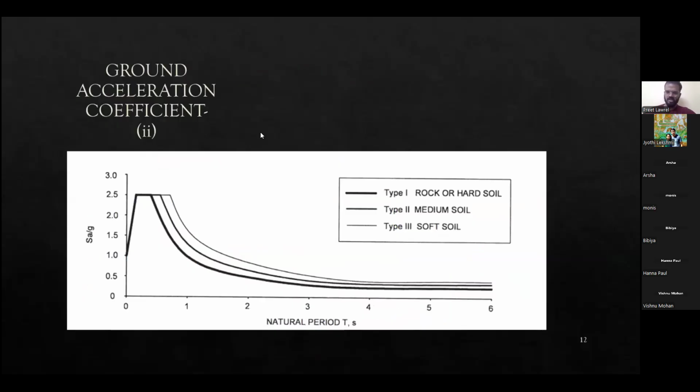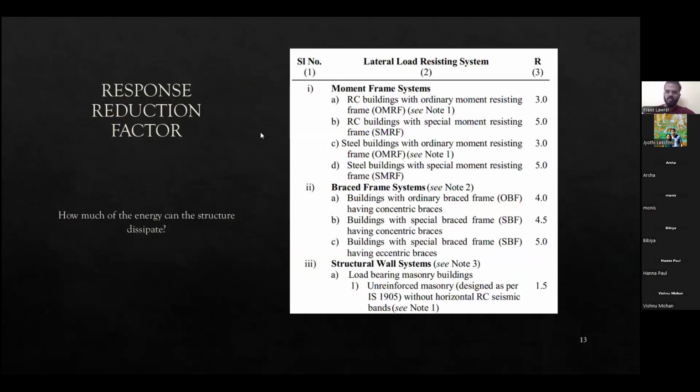So what does that mean? That means that if you put some extra effort, if you put some extra money and resources to do ductile detailing in your beams and columns based on IS 13920 code, you can actually reduce your seismic force coming in the structure. So who decides what to do? That is where the structural engineers come in, based on the zone.